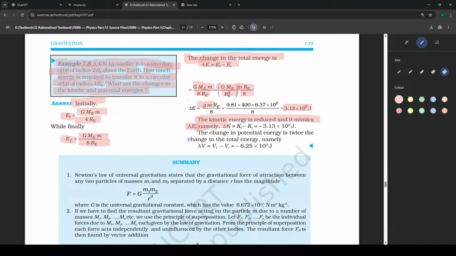Namely, delta K, which equals K final minus K initial. Basically the total energy did not change, but kinetic energy reduced and potential energy increased, by minus 3.3 into 10 power 9 joule. The change in potential energy is twice the change in total energy, namely delta V, which equals V final minus V initial, which equals minus 6.25 into 10 power 9 joule.